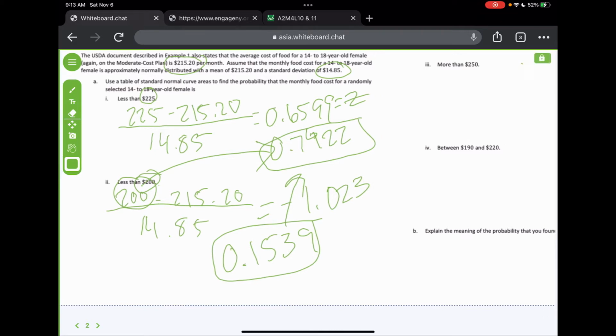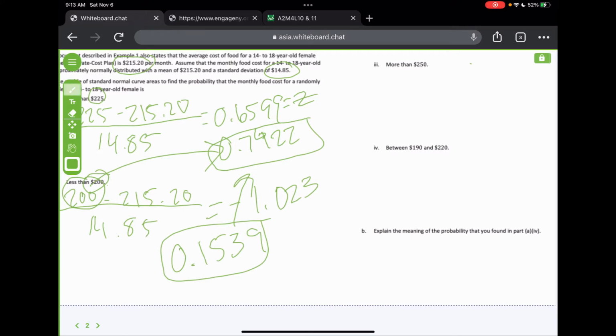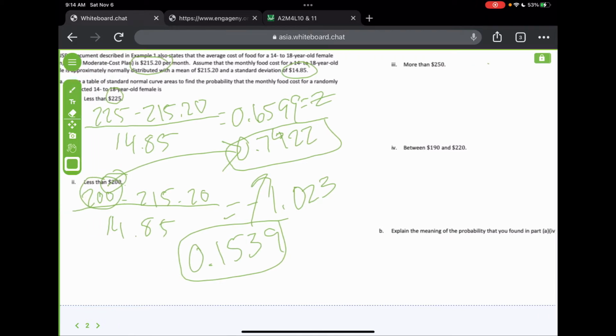All right, let's move over here. Now we're going to do the more than. The only thing you need to remember whenever we're doing more than is to find your probability and then subtract it from 1. So let's do 250 minus 215.2 divided by 14.85. The z-score is 2.34.